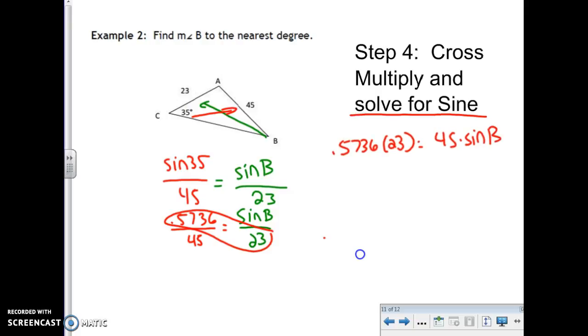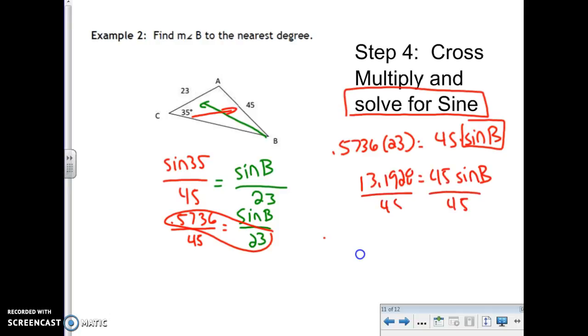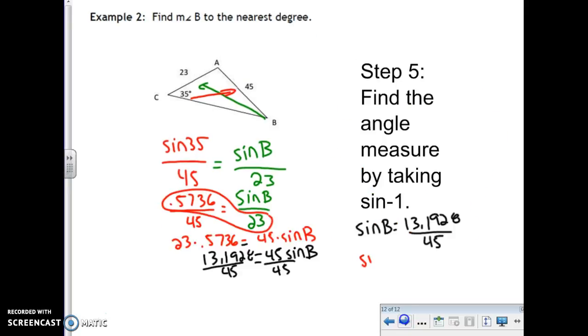But my goal is to solve for sine b, so I'm trying to get this quantity by itself. So I multiply 0.5736 times 23, and I get 13.1928 equals 45 sine b. Divide both sides by 45. So I get sine b to equal 0.2932. So I know sine b is 0.2932. Now the last thing is I want to find the missing angle.